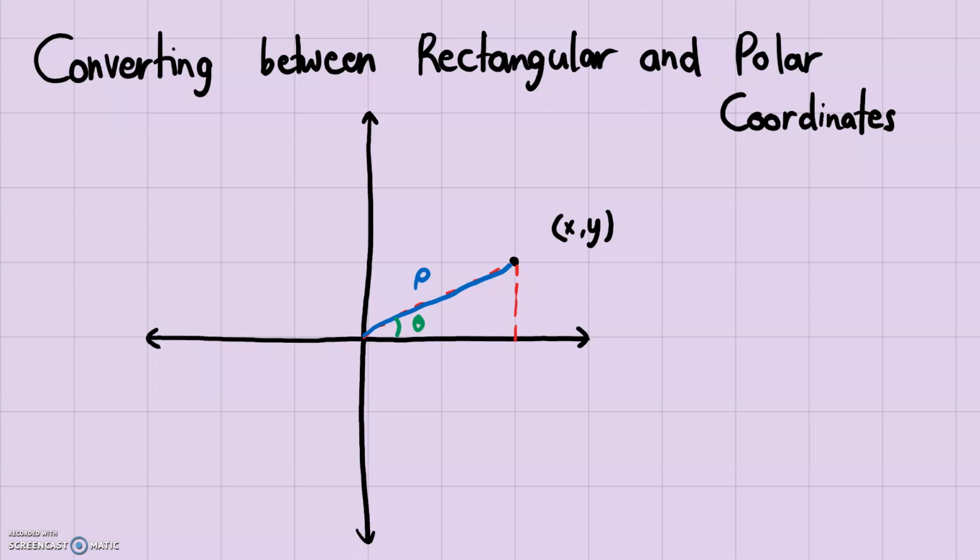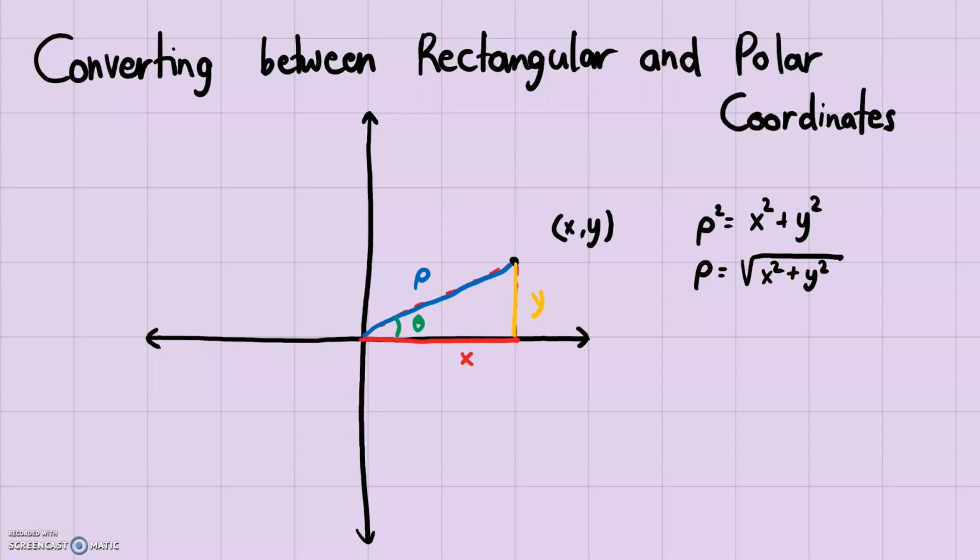So if we have rectangular form x and y, then to get that distance, this right here is the y. This right here is the x, right? That's the distance we've gone in the x direction, and that's the distance we've gone in the y direction. So to get rho, we just need to use the Pythagorean theorem. So rho squared is going to equal x squared plus y squared. And to get rho, you'll need to just take the square root of that, the square root of x squared plus y squared.